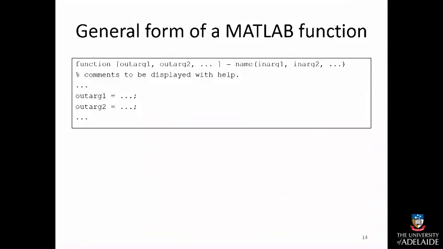So the general form of a MATLAB function is you need to have your output arguments in square brackets, as many arguments as you want, and then you write the name of the function and then the input arguments in round brackets. And you can also display comments. So if you write help and your function, the comments will be displayed in the help.